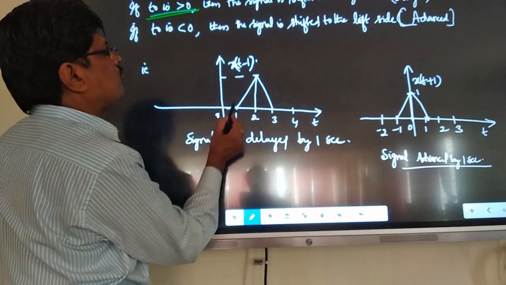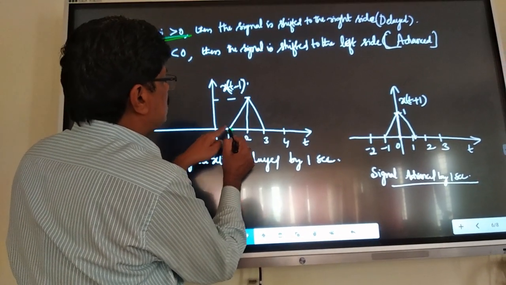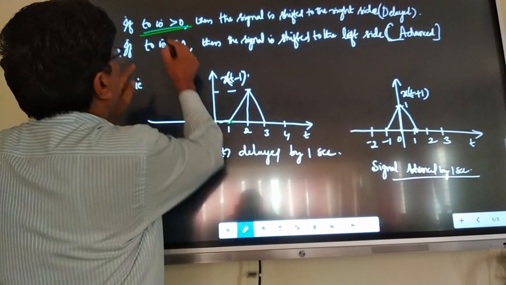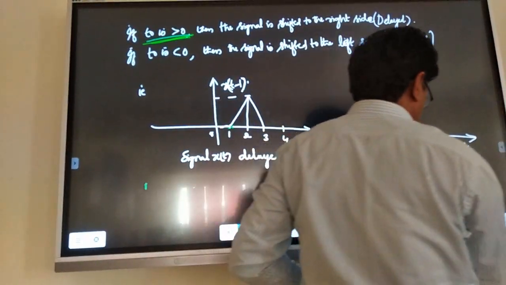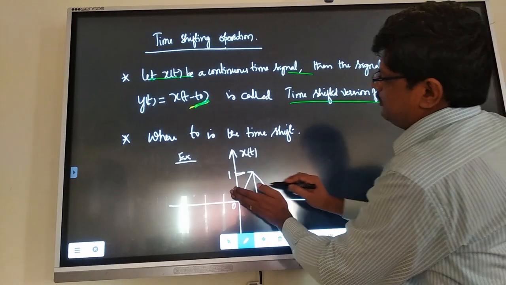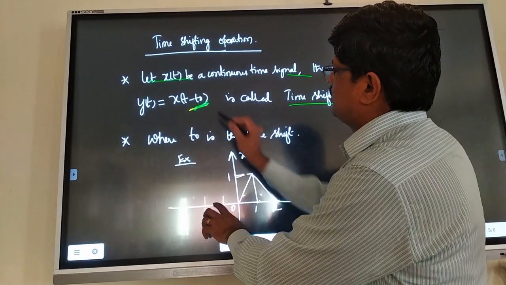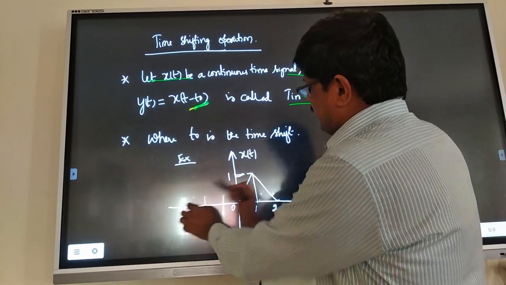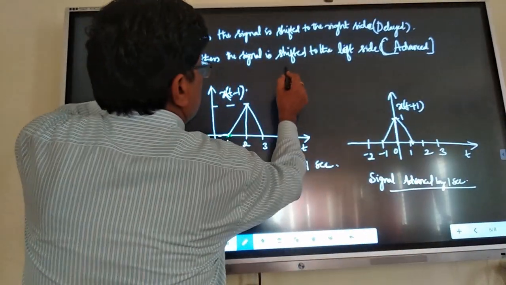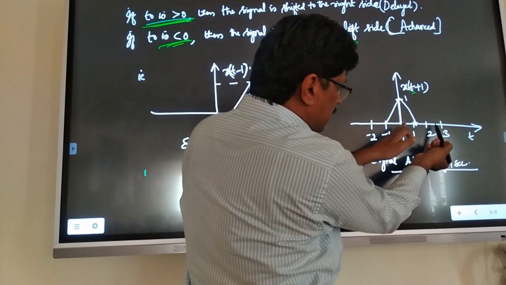Now see, x of t minus 1: the x of t signal is delayed by 1 second. Now it starts after 1 second. That is what x of t minus 1. If t naught is greater than 0, meaning positive values on this side, positive value means delayed signals. If t naught is less than 0, what will happen? For example, t naught is minus 1. Minus of minus is plus, then you will get advanced signals. If t naught is less than 0, then the signal is shifted to the left side.